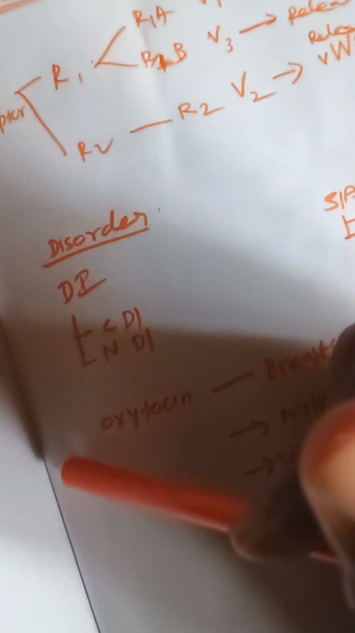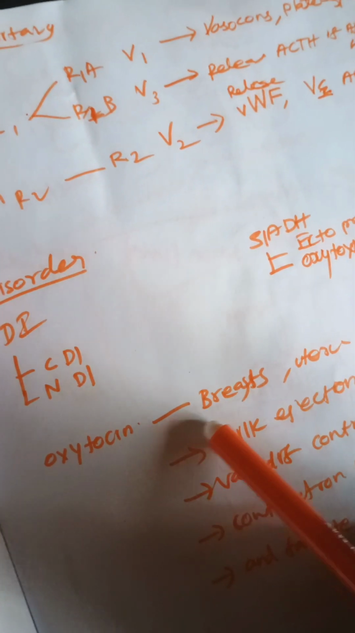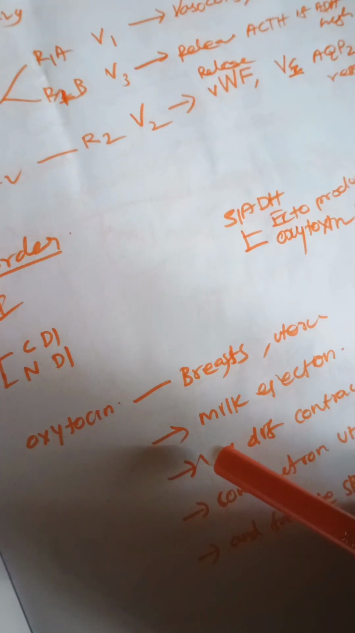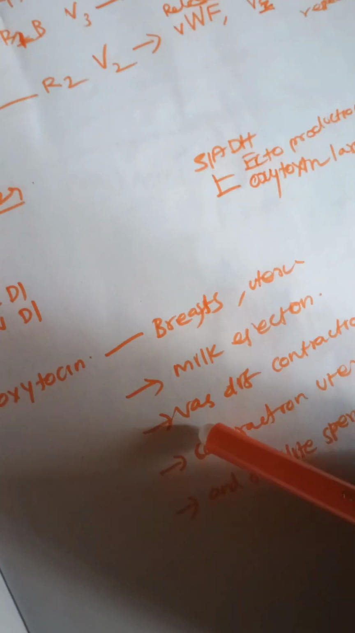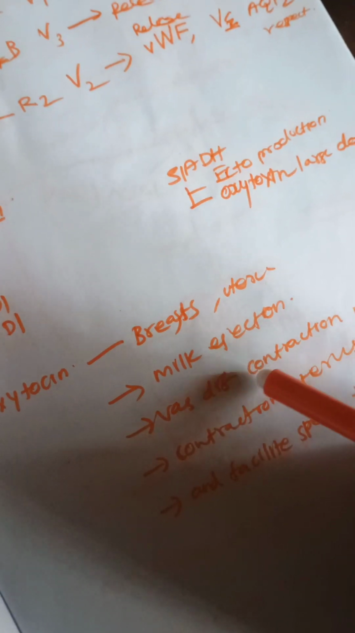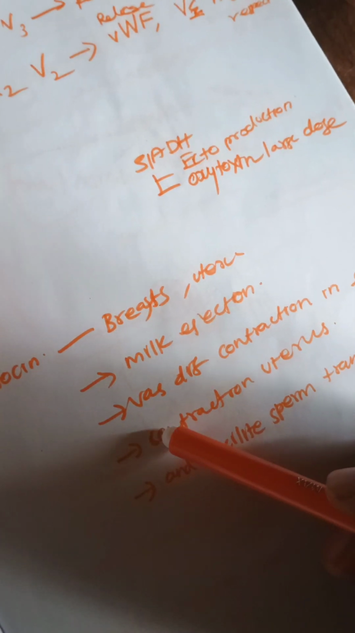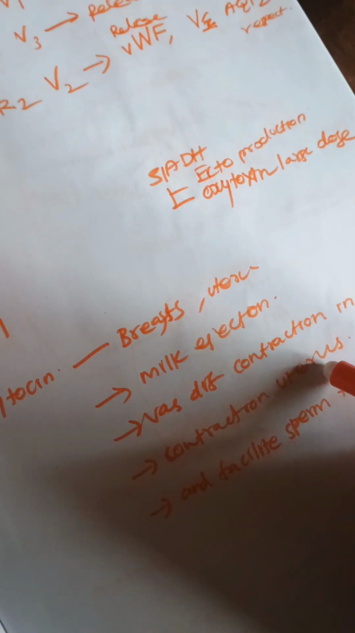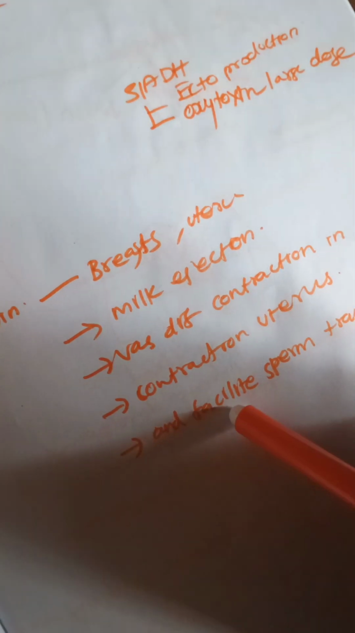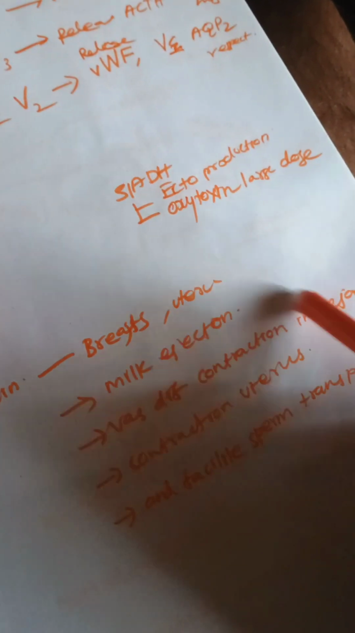Then we discuss the last topic, oxytocin. It acts on the breast and uterus. It ejects milk. It also causes ejaculation of sperm by vas deferens contraction, and it causes contraction of the uterus in the final stage of labor and facilitates sperm transport. That's it, guys.